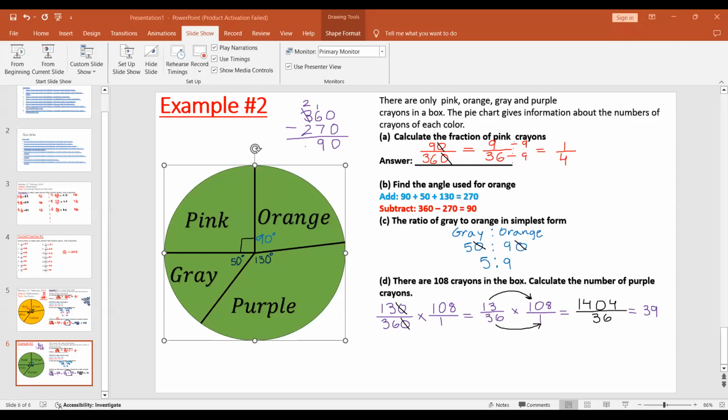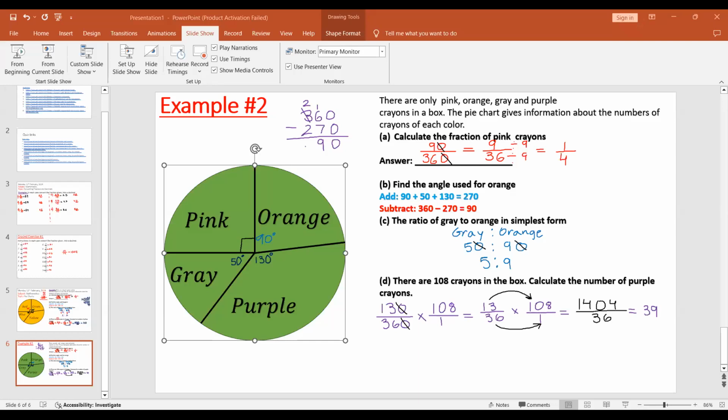The ratio of gray to orange in simplest form. Gray is 50 and orange is 90. We cross out the 0 from 50 and the 0 from 90, which gives us 5 ratio 9. 5 to 9. 5 to 9, good.